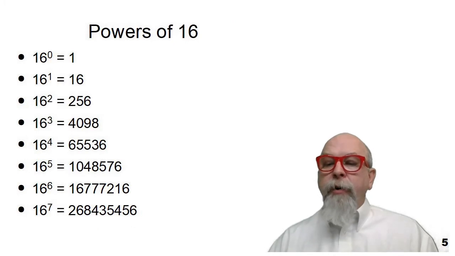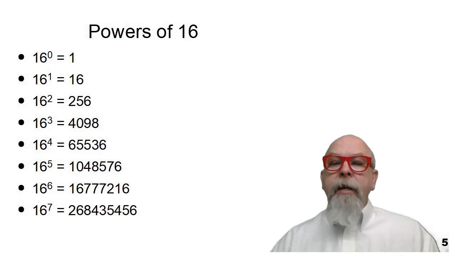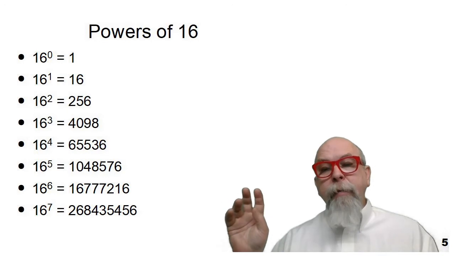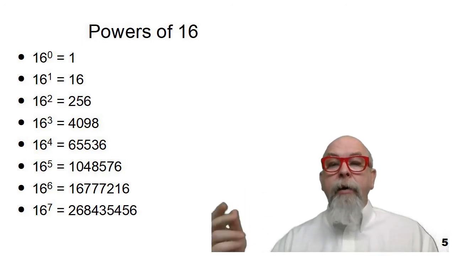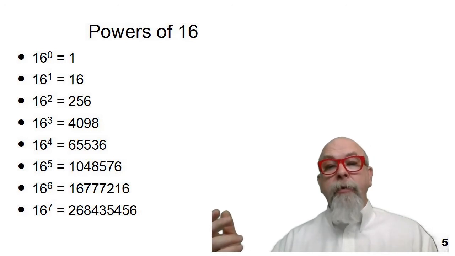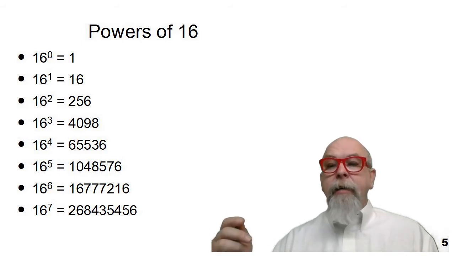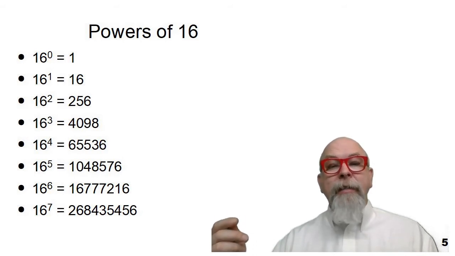This slide shows the first several powers of 16. 16 to the zeroth power is 1. 16 to the first power would be 16. 16 squared is 256. 4096, 65536, and going on up. A couple of numbers that you probably want to just kind of keep in your mind is 16 squared, 256, is the same as 2 to the 8th power, 256, and 16 to the 4th, 65536, is the same as 2 to the 16th power.